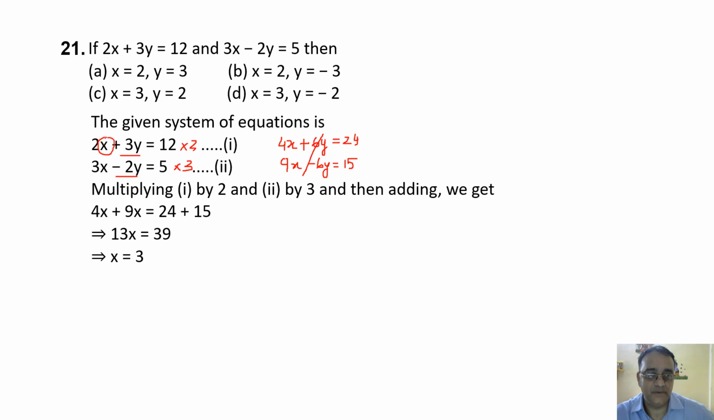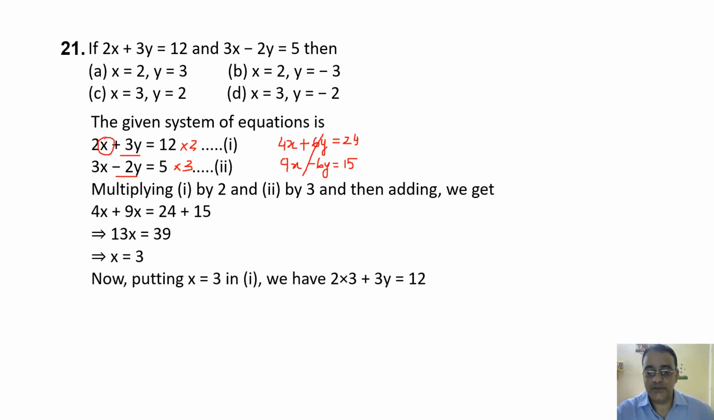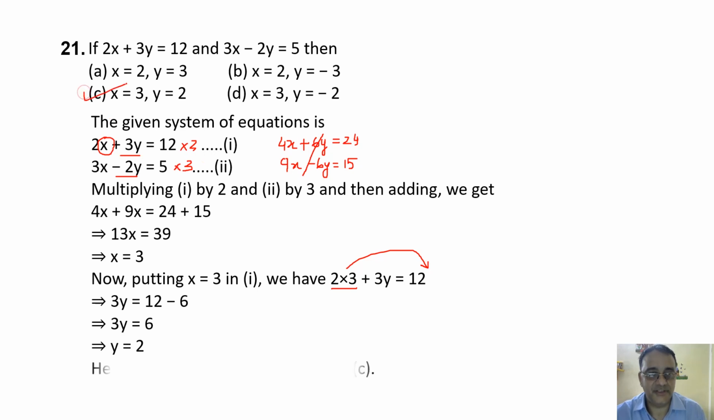Now we are going to substitute the value of x in first equation. यहाँ पे चलो, so 2 into 3 plus 3y is equals to 12. So 2 into 3 is 6, and we will shift 6 to this side. So minus 6 हो जाएगा. So 3y is equals to 6. So what is the value of y? 2. Very good. So what is the correct option? Option C. Right, option C.